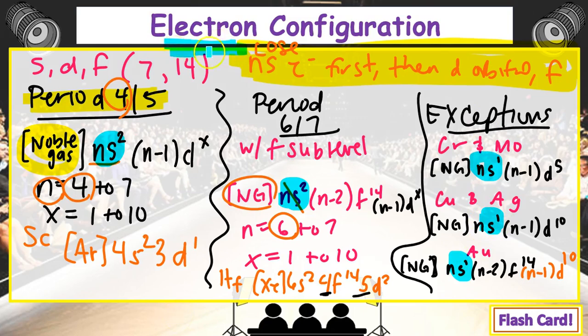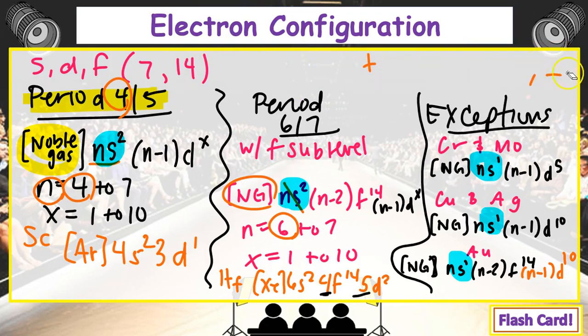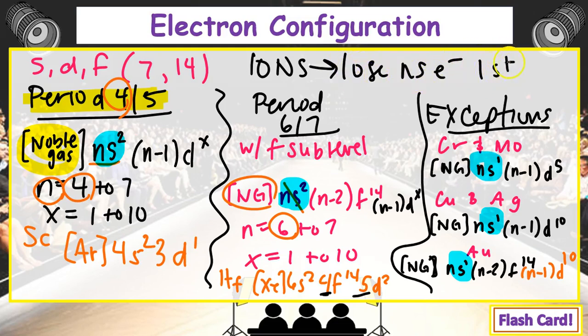So again, when you're thinking of any kind of ions, let me make sure I'm writing this very clear. When you're thinking of ions, you're going to lose the ns electrons first, followed by d orbitals, and of course the f orbitals. So now the real goal is to put all this into perspective with some examples.